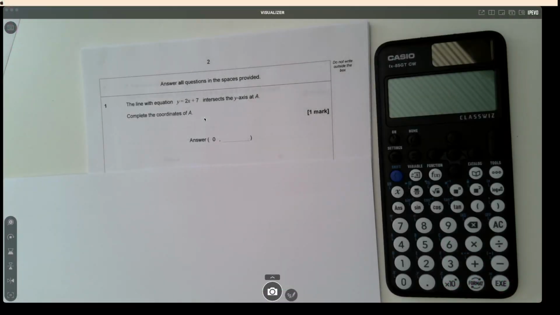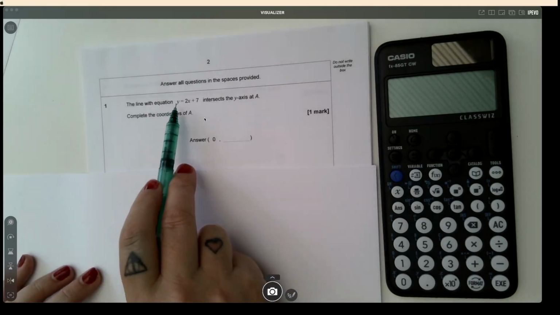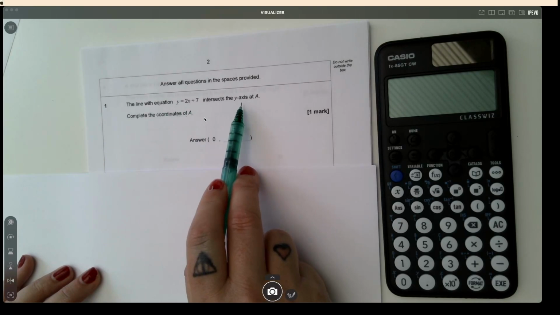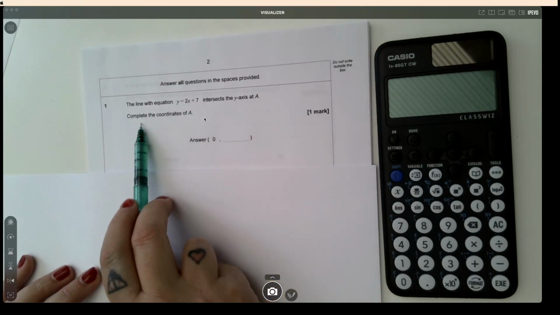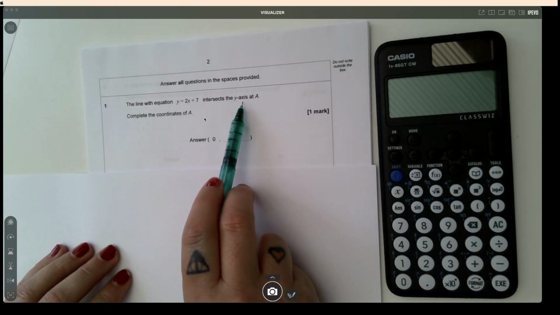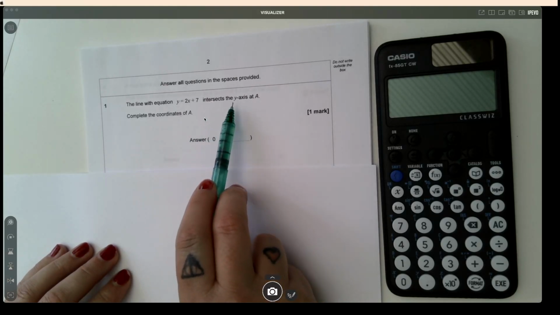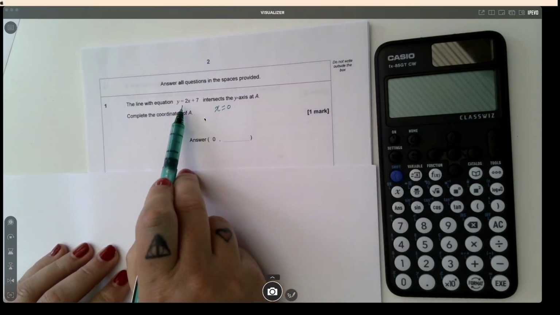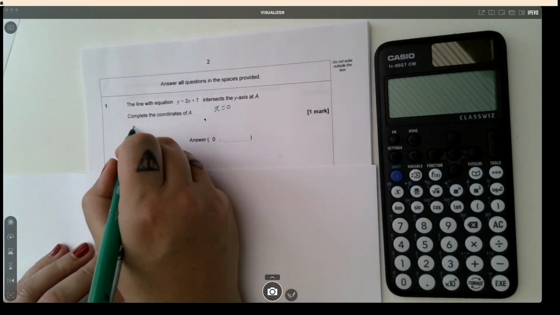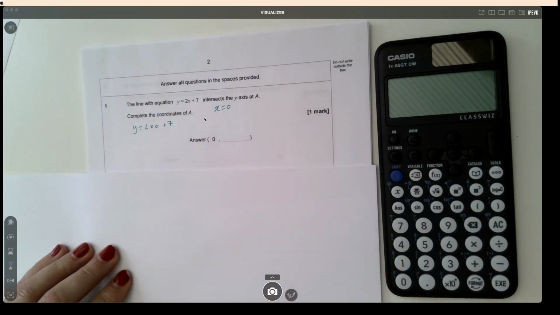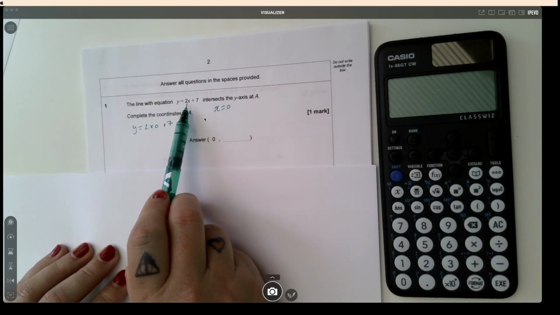Question 1. The line with equation y equals 2x add 7 intersects the y-axis at A. Complete the coordinates of A. So if it intersects the y-axis, it will intersect the y-axis when x equals 0. So we're going to substitute x equals 0 in. So y equals 2 times 0 add 7.